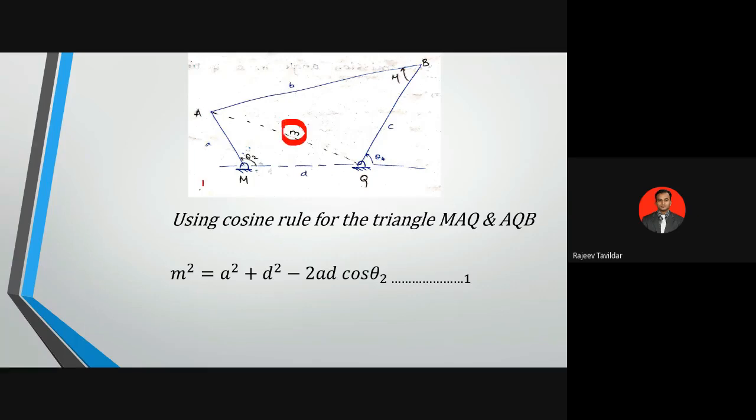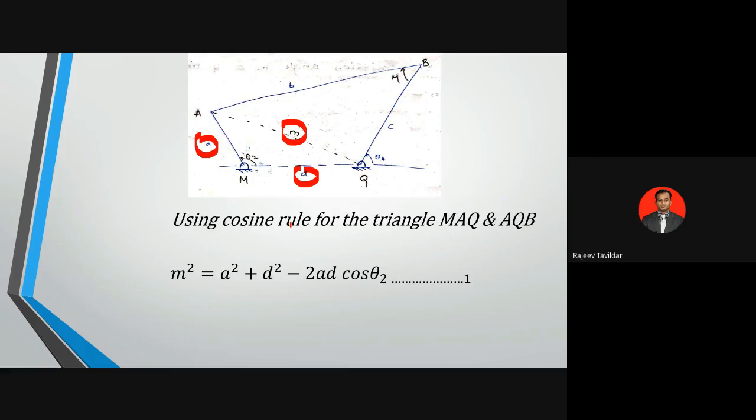M square will be equal to a square plus d square minus 2ad into cos of angle between them, that is theta 2. So I'm going to get my equation number 1 by considering the lower triangle and using the cosine rule. M square equal to a square plus d square minus 2ad cos of theta 2. Okay, this is our equation number 1.